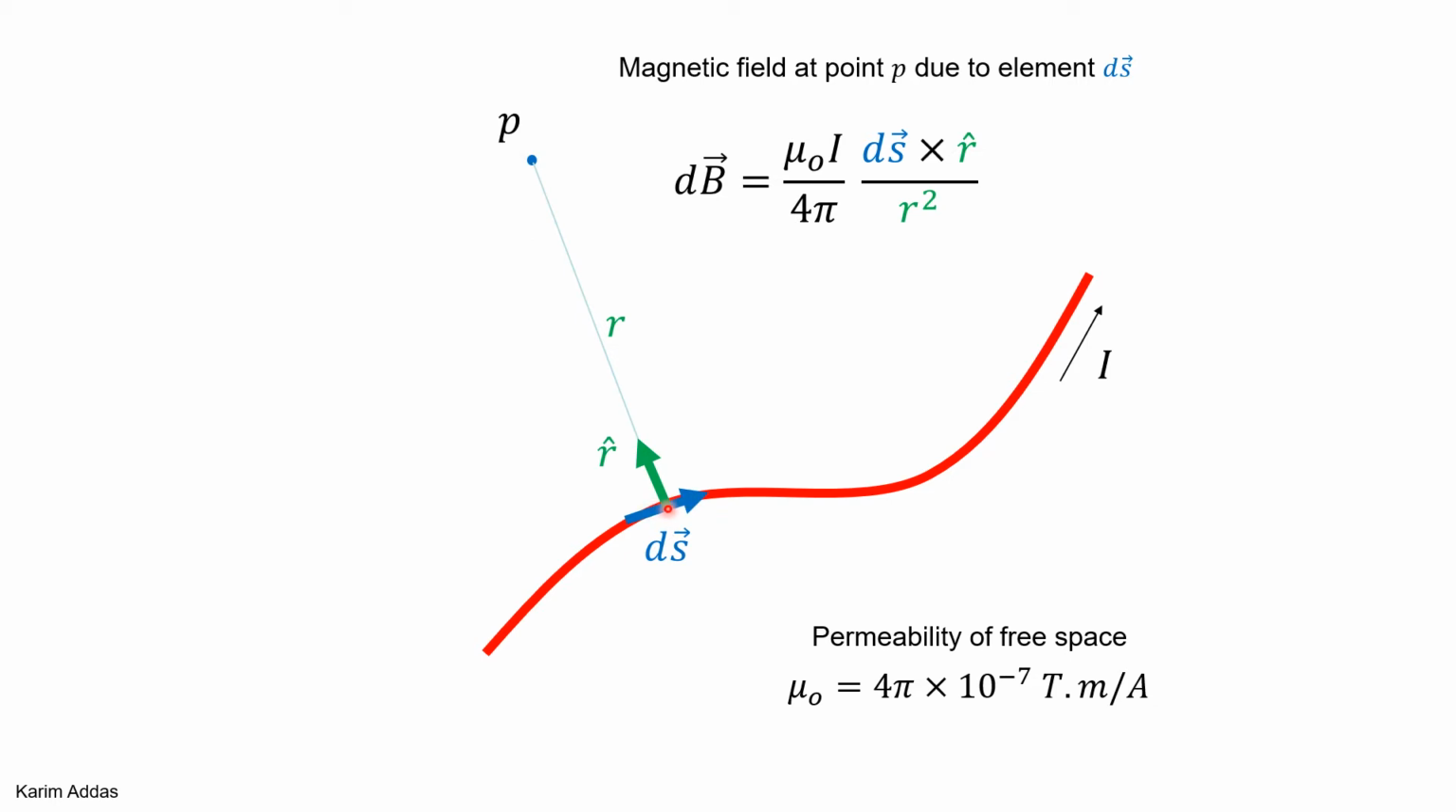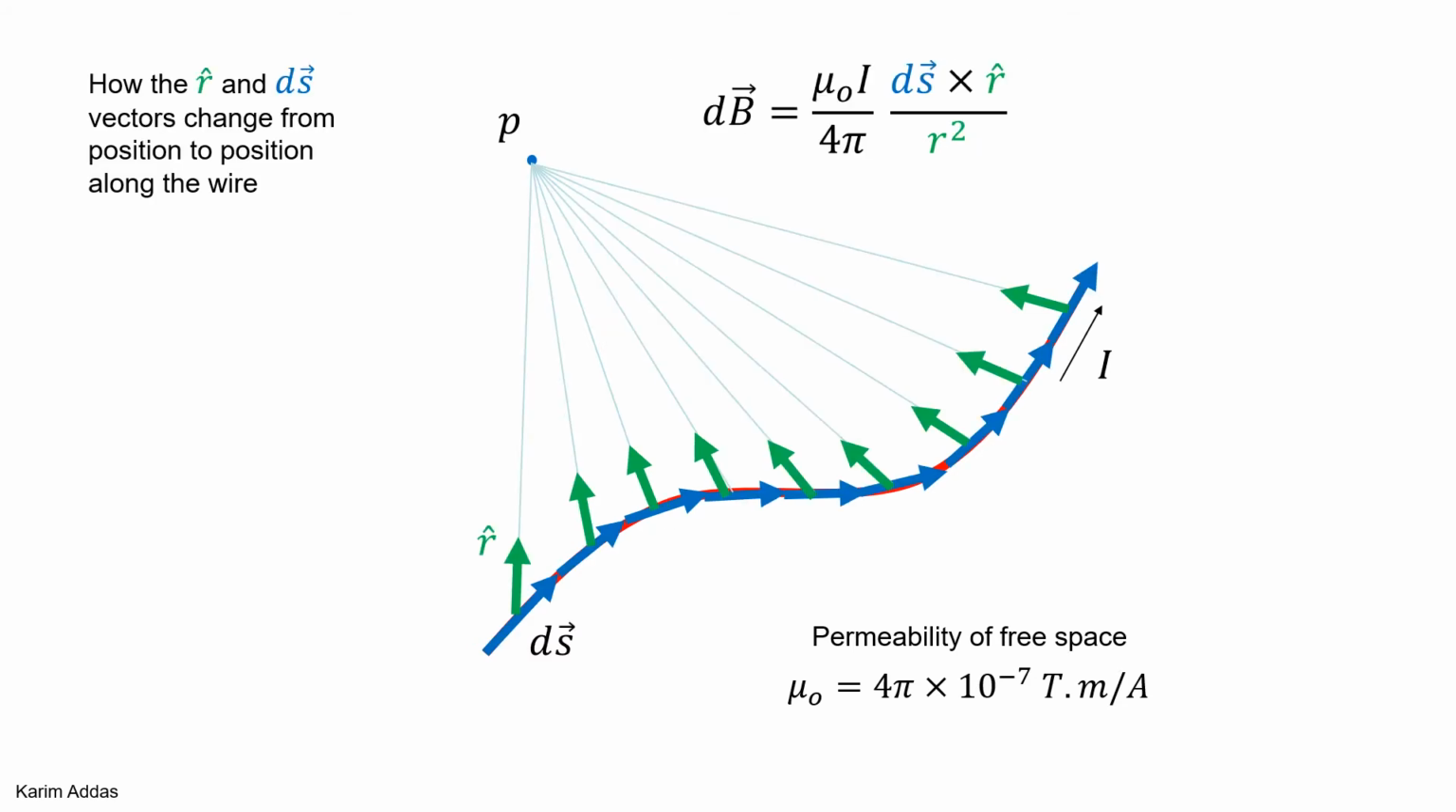But what now if you want the magnetic field due to the whole wire? How would you do that? Well, if you look at some of the different ds vectors and r hat vectors for different elements, for this element, that's the ds vector. For this one, it's this one. You can see the ds vectors are all different. They don't have to be the same for different elements of the wire. And the same thing with r hat unit vectors. They always point towards the point where you want to find the magnetic field, but they don't point in the same direction in space.